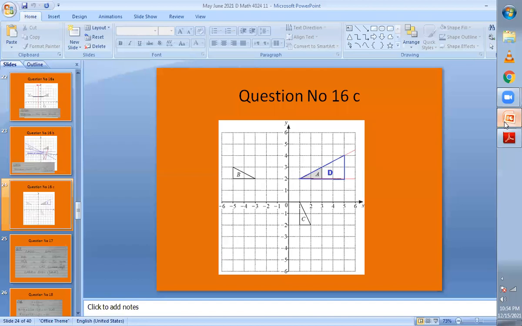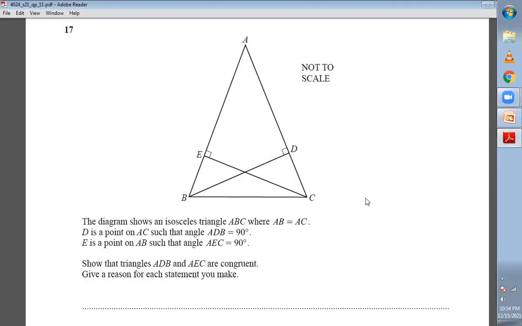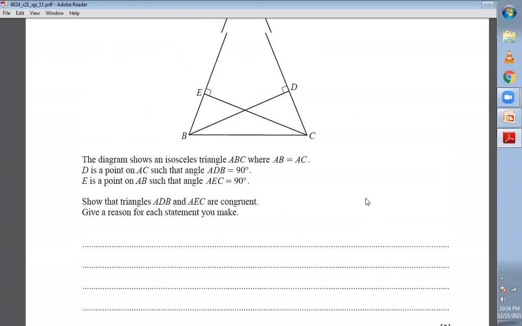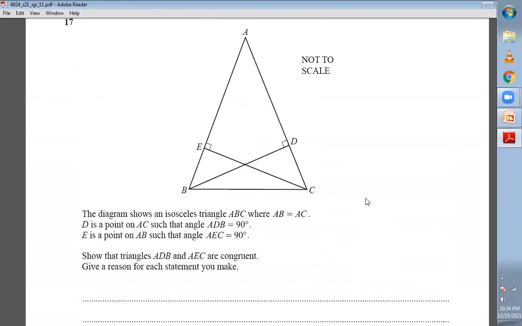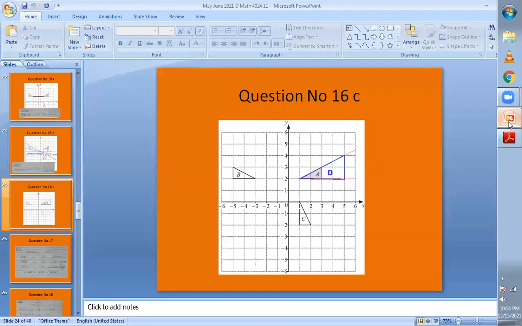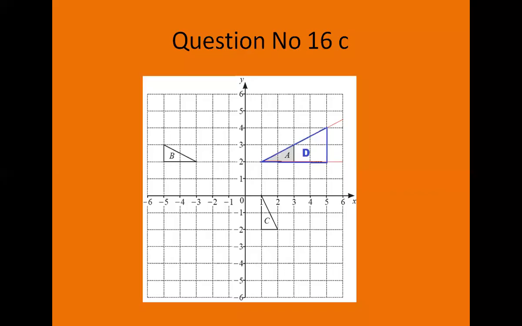Okay, so let me show you how I have done this. But first thing, how many marks does this question carry? This question has 3 marks. So you have to write the reason why these 2 triangles are congruent to each other. So let me show you.